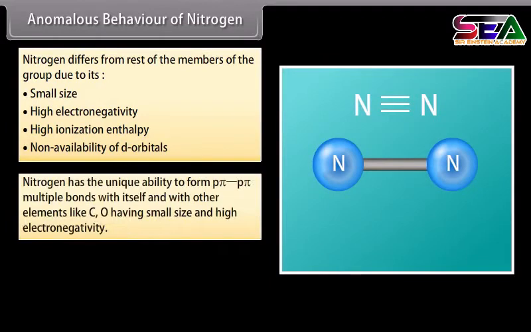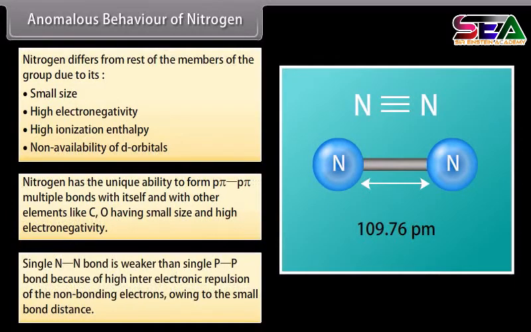Nitrogen has the unique ability to form pπ-pπ multiple bonds with itself and with other elements like carbon and oxygen, having small size and high electronegativity. Thus, nitrogen exists as a diatomic molecule with a triple bond between the two atoms, having a high bond enthalpy of 941.4 kJ per mole.